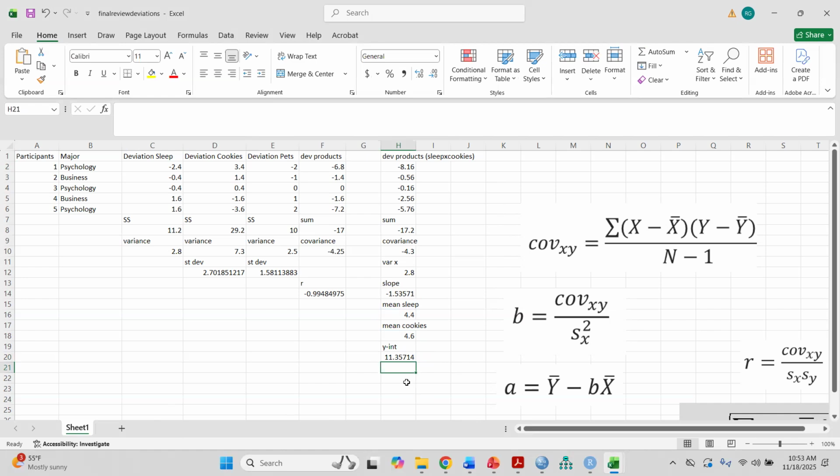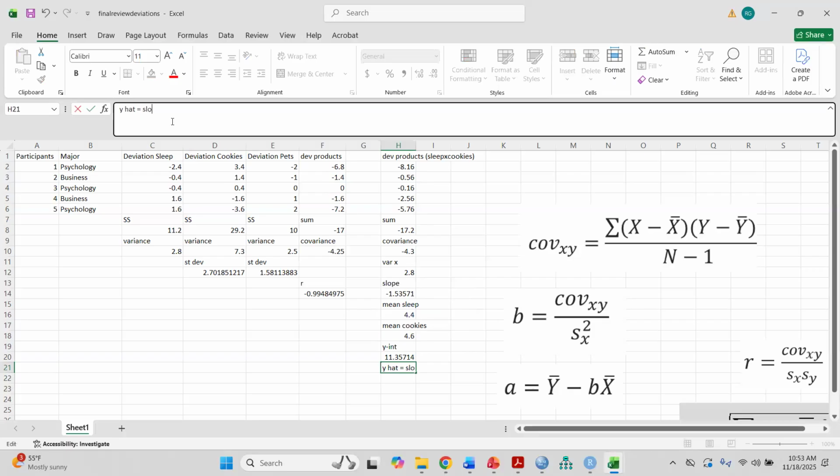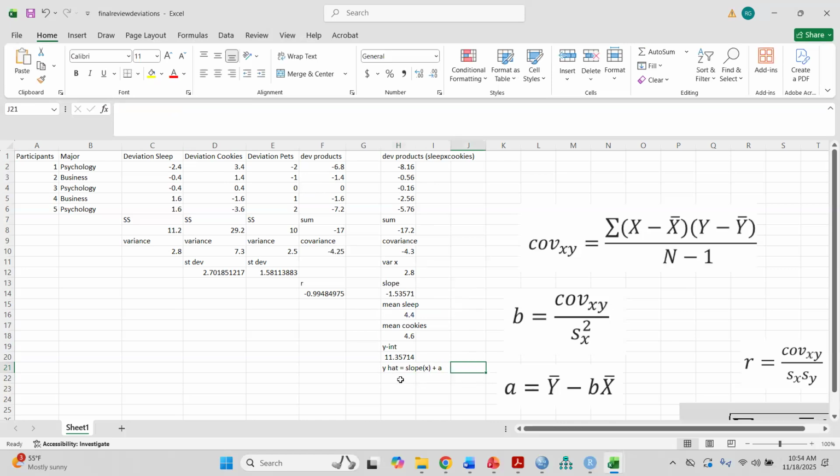And so if you were going to make the line of best fit equation, it would be y hat. Remember, y hat is the predicted value of y, equals mx plus b, right? But now it's bx plus a for whatever reason. So that would be the slope times x plus a, right? So that's just what it would look like.